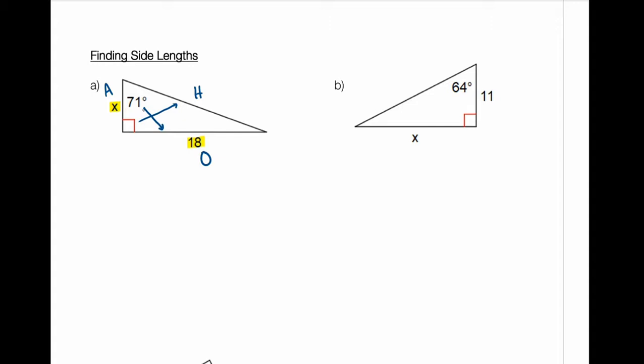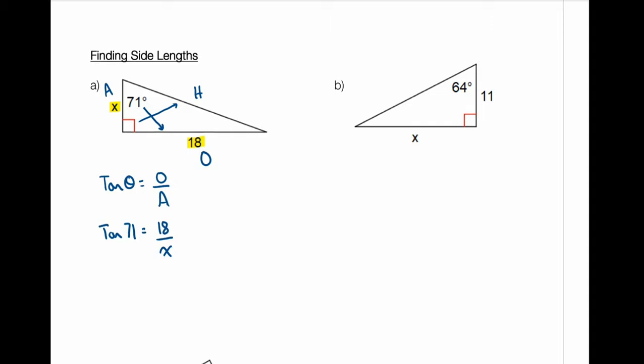So, because I'm dealing with the opposite and adjacent, I have to use my tan ratio. So tan theta equals opposite over adjacent. I'm just going to rewrite my formula. Next, I'm going to fill in all my information. Theta is my angle, so 71. O is 18. A is my unknown, or x.